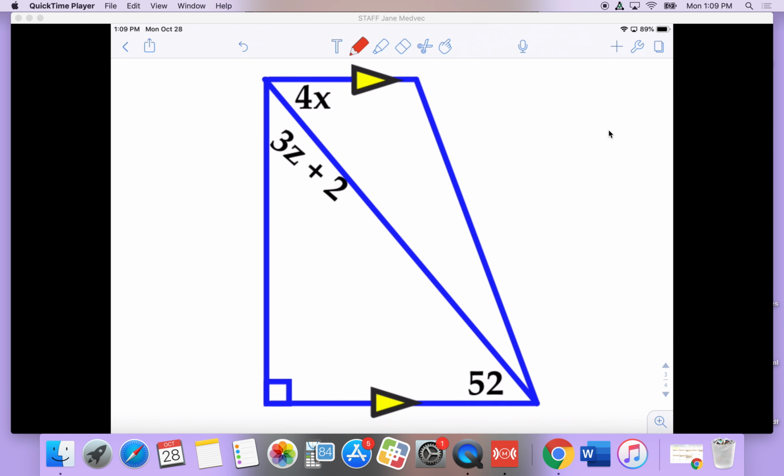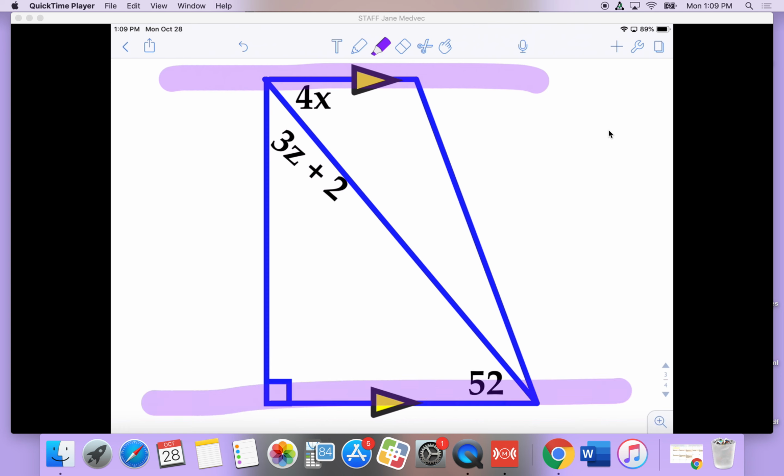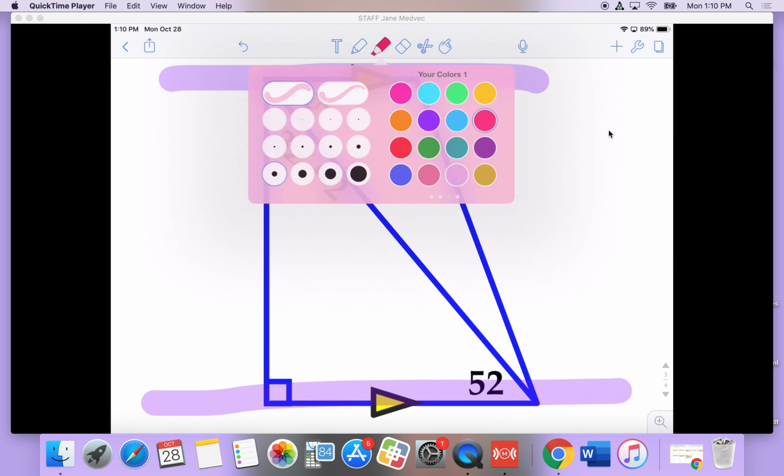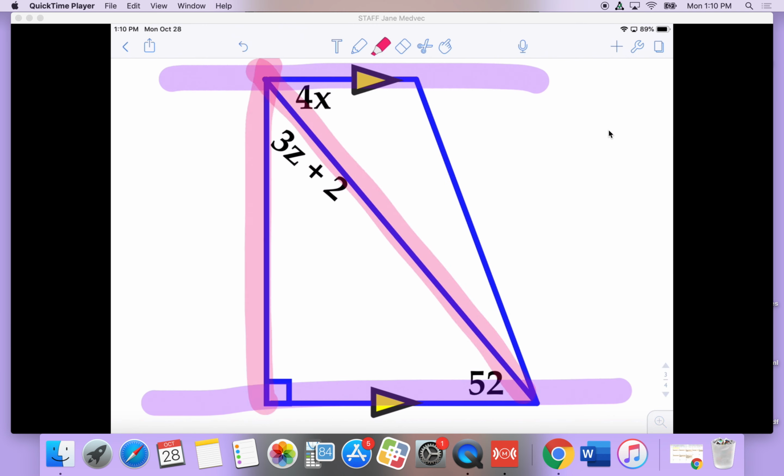Here's the next one. Again, I've got those little yellow triangles, which mean what? Got parallel lines. So I've got my parallel lines here, and I've got several transversals. How many transversals do I have? How many? Yeah, 3. I have 3 transversals. That's right. One of the transversals is here, one of them is here, and one of them is here. So it kind of depends on what transversal you're looking at and what angles you're looking at. Okay, so we're going to solve these.